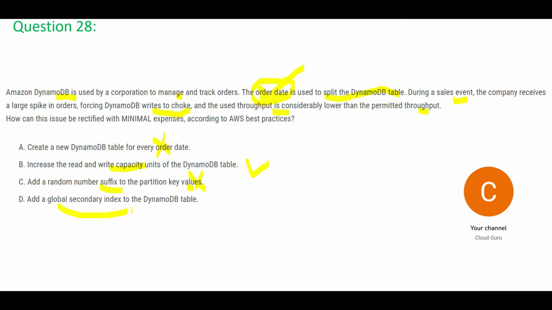Similarly, adding a global secondary index will facilitate your reads. It will make your reads faster. It will not make your writes faster. So this is also not solving your problem fully, just partial resolution. And hence, this would be my final answer.